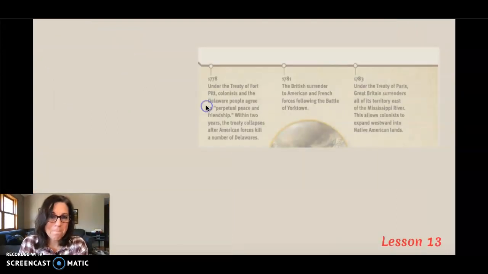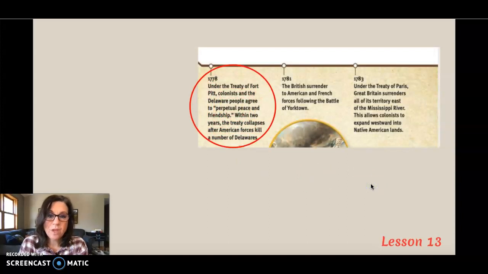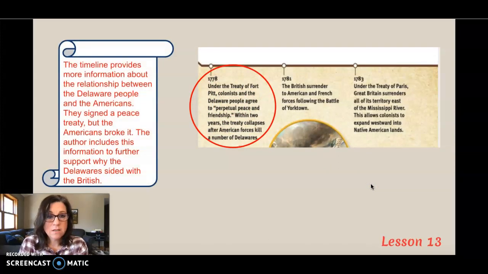Welcome back. In 1778 is what I circled for the timeline. The timeline provides more information here about the relationship between the Delaware people and the Americans. They signed a peace treaty, but the Americans broke it. So the author includes this information to further support why the Delawares sided with the British. I would too, had this piece of information come across, and this is exactly why.